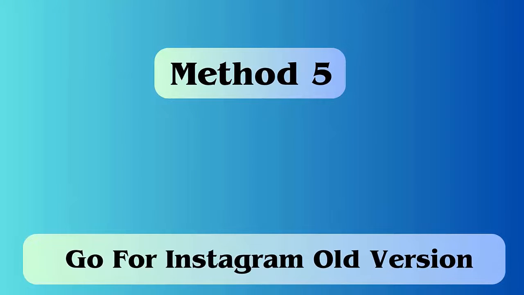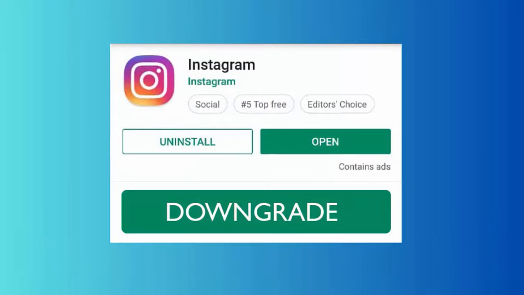Method 5, go for Instagram old version. Follow the steps. First, uninstall the app from your device. Now, download an older version of Instagram. Next, select the older version and install the app. Once done, open the chat and unsend the message as you wish.